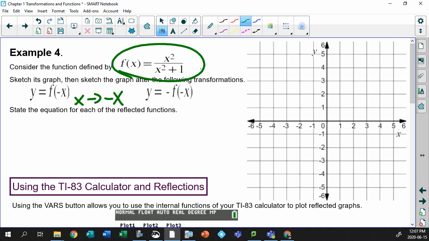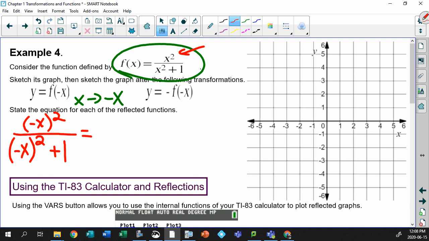So look how this function looks here. Aha! Check it out. You're going to take a negative x, put it there, and it's going to be squared. You're going to put a negative x in the bottom, square it, plus 1. So as a matter of fact, if you reflect this horizontally, you get basically the same equation right back. Look at that. Isn't that interesting?